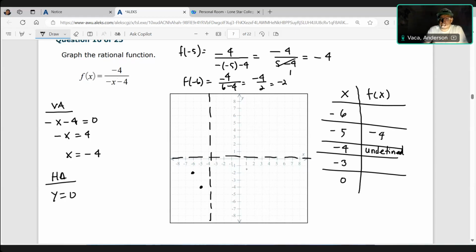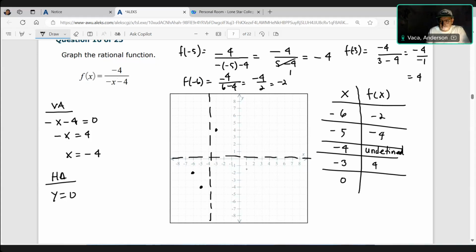Let's see what happens at f of 3. F of 3 will be negative 4. That will be negative, and a negative will make, again, positive 3, so that'll be 3 minus 4. So we get negative 4 over negative 1, which is equal to 4. So I should have been putting these numbers here. My apologies. This was negative 2. Negative 3, 4 up here.